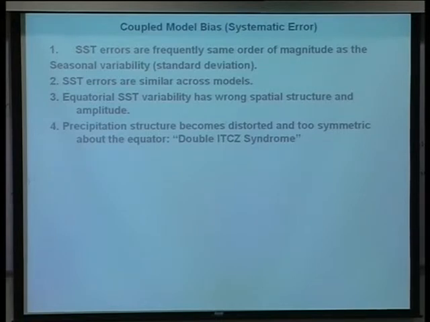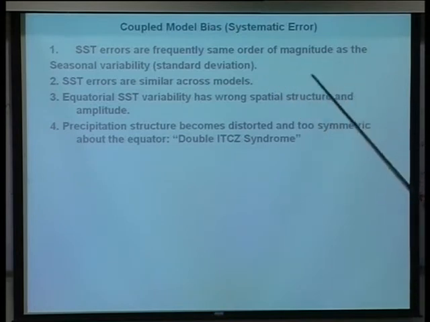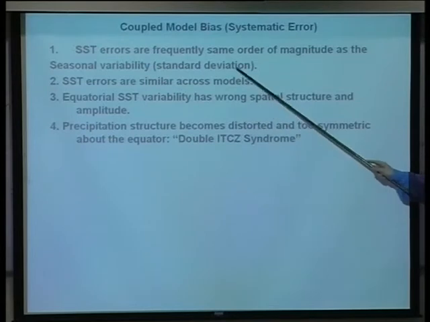Okay, so let me return a little bit to this coupled model bias or systematic error problem. A few points I wanted to emphasize. The first is that the SST errors are frequently on the same order of magnitude as the seasonal variability, which is measured by the standard deviation.